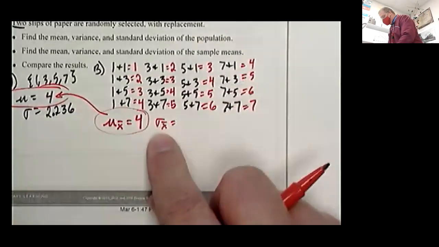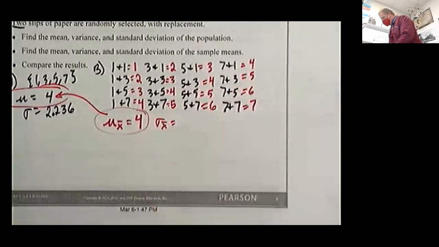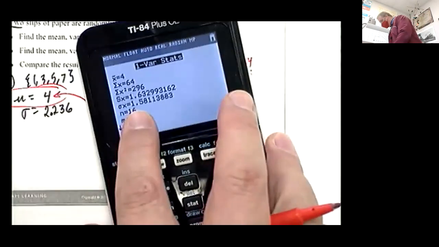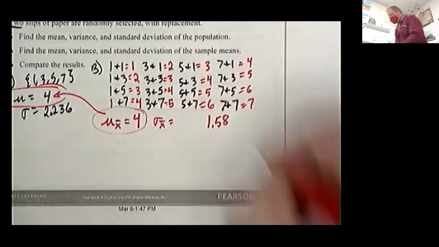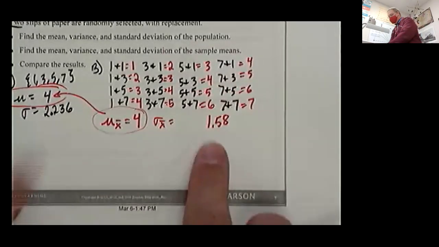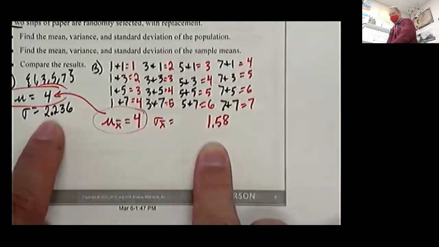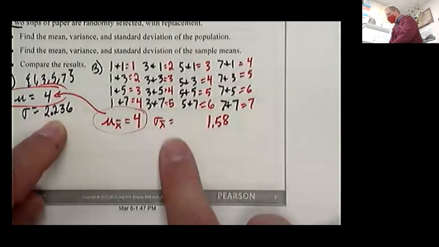Next, what do we get? We got a sample standard deviation, sigma of x bar, of 1.58. Now, where did that 1.58 come from? Because we didn't get that with the population. We got 2.236. Well, remember, we have a formula.